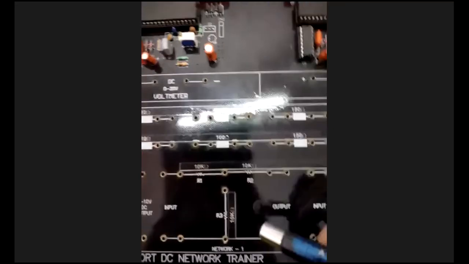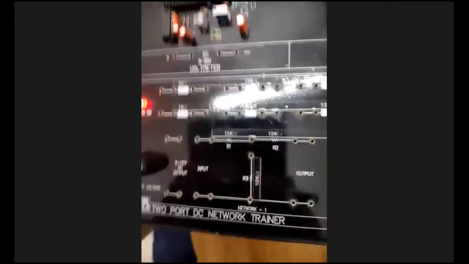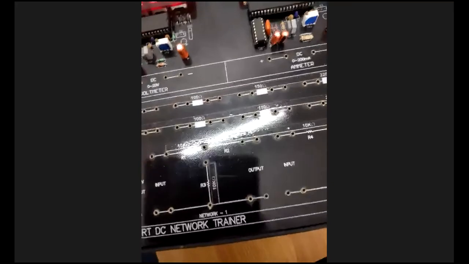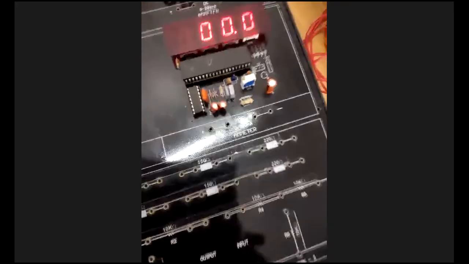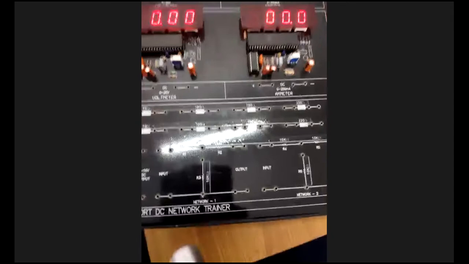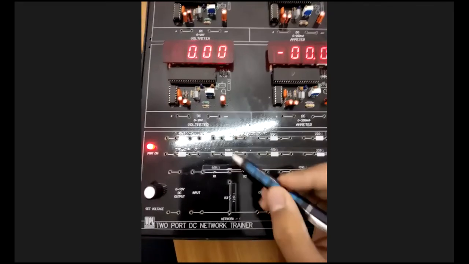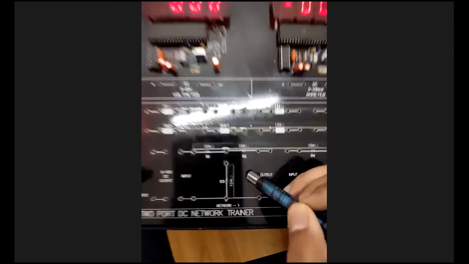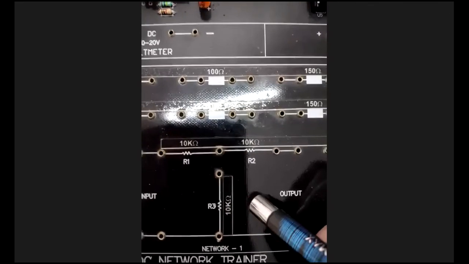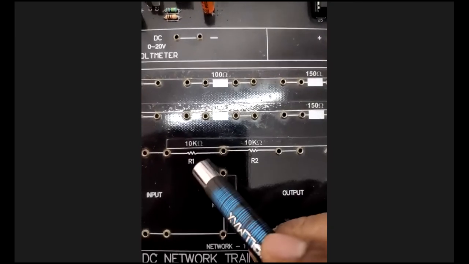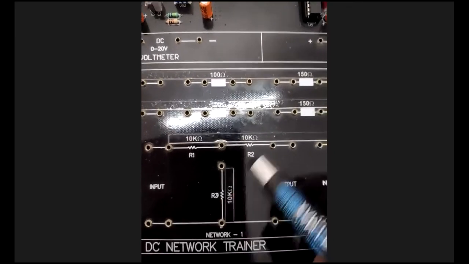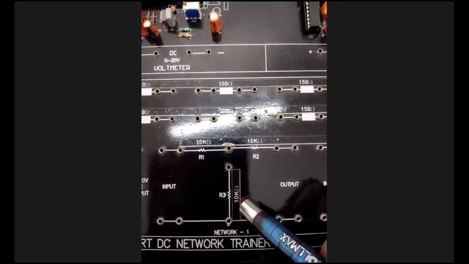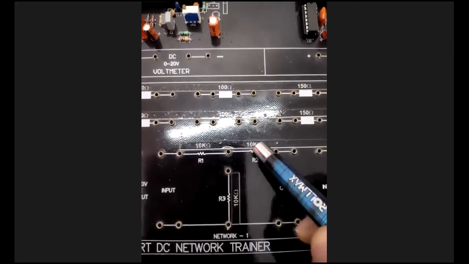This is our basic two-port network. I think the picture is visible to all of you. This is our basic circuit for two-port network design. You can clearly see in our circuit we have R1, R2 and R3. The rating of the resistances is 10 kilo ohm, 10 kilo ohm and 10 kilo ohm.